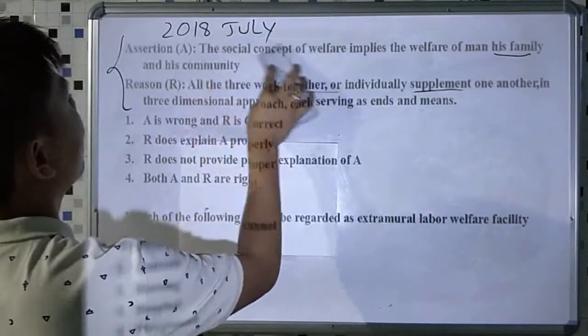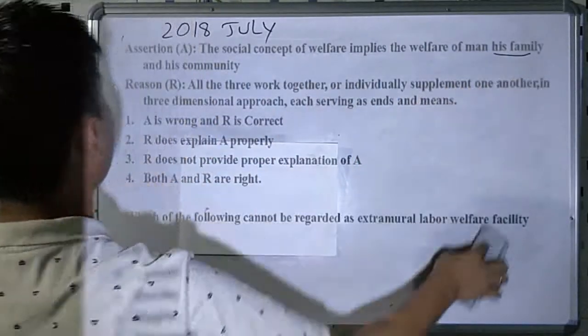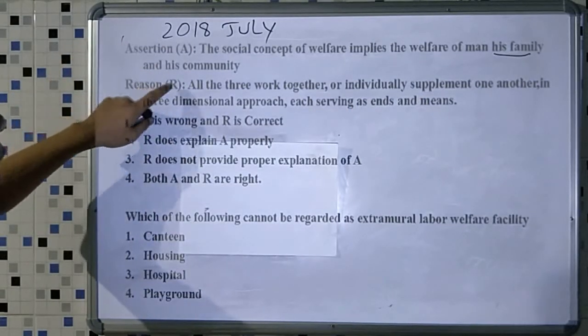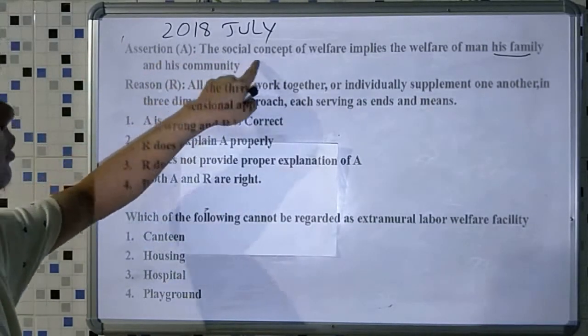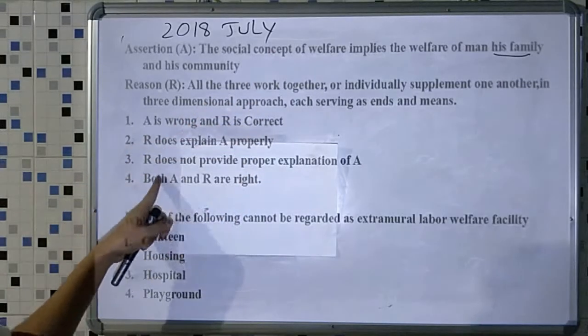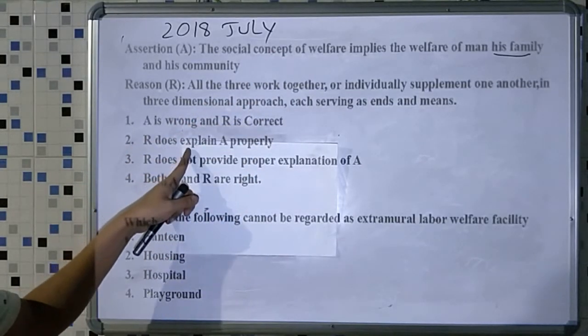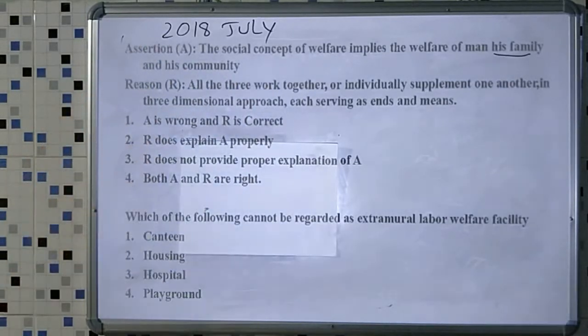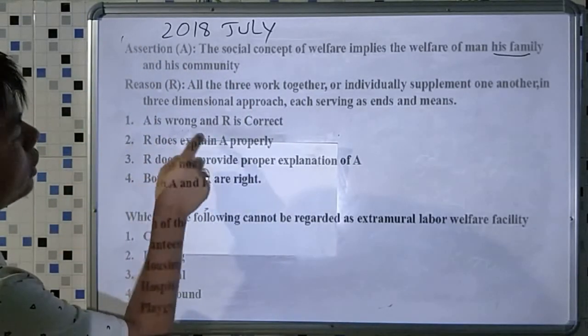So what does it mean? Is it correct? Yes, this is also correct. Does this explain this? It is being explained by this. Yes or no? So answer: R does explain A properly. So it explains A. A is right and R explains A.